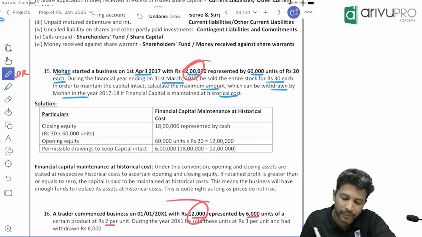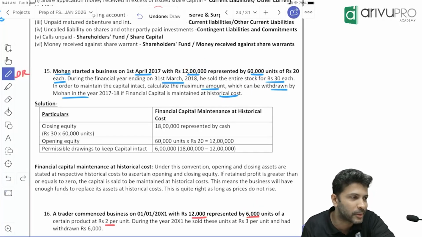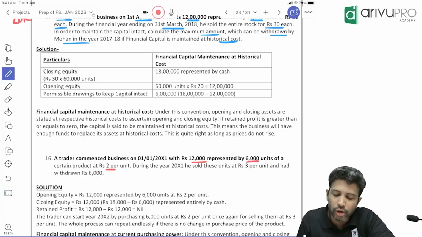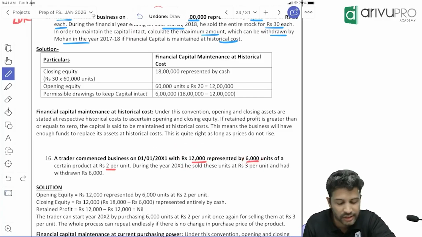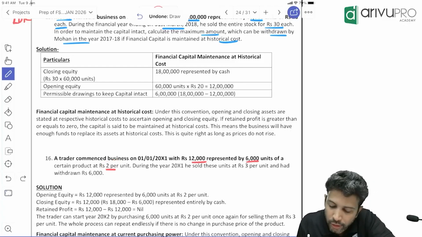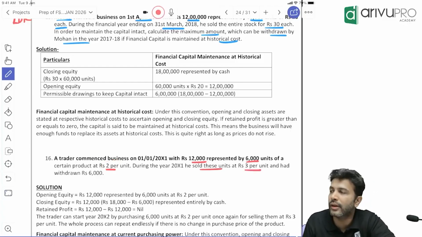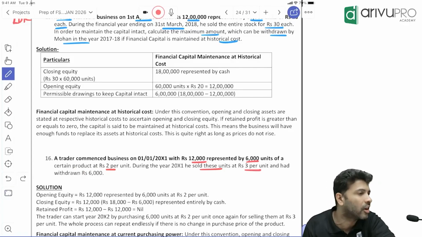Instead of 12 lakh, it became 12,000. 60,000 became 6 lakh. That's all is an adjustment over here. Okay. So using this 12,000 capital, you purchase how many units? 6,000 units. By paying, what is your purchase price per unit? 2 rupees. During the year, the trader sold all the units at 3 rupees. And he had withdrawn how much? 6,000. Now you need to comment whether historical cost method is maintained or not.